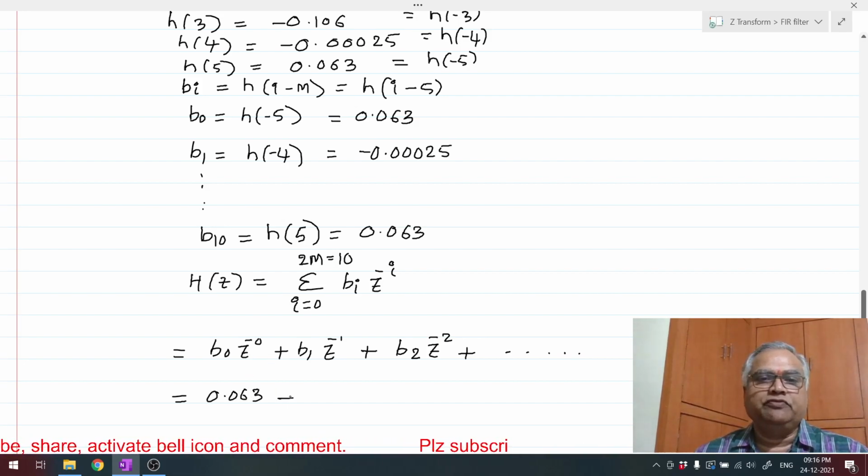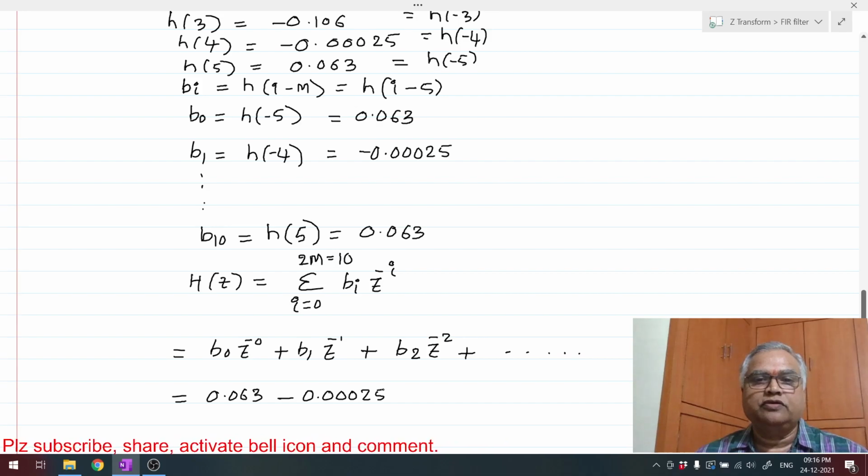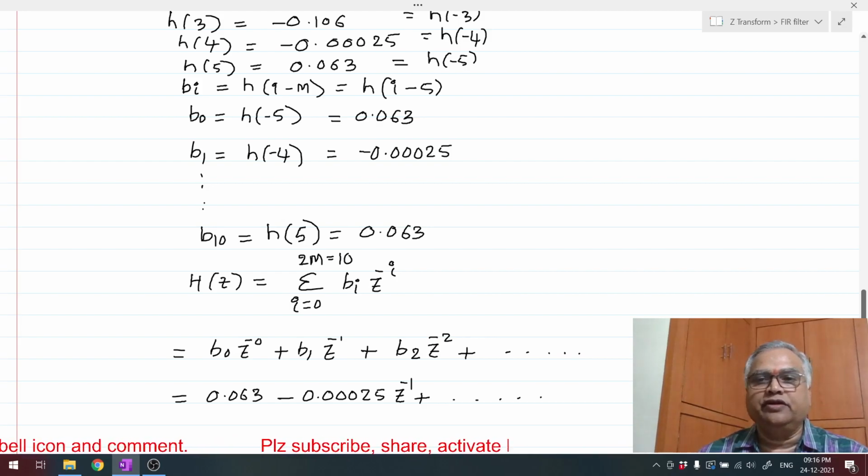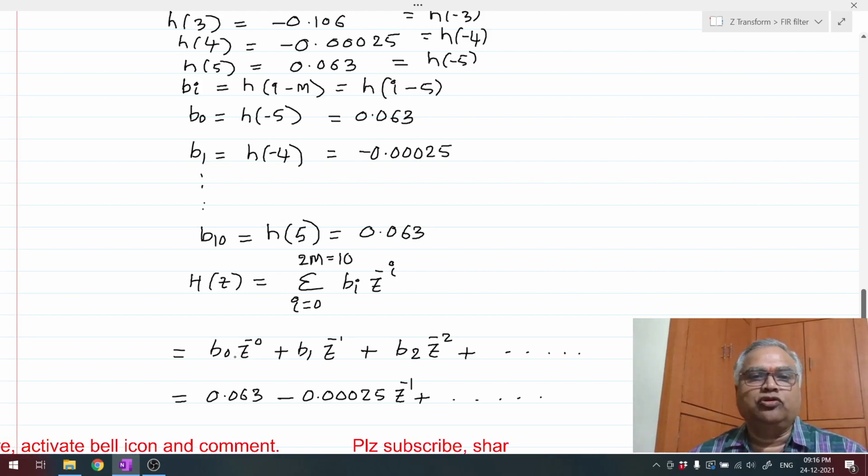Z power 0 anyway 1. b1 is minus 0.5 z power minus 1. Like this, b10 is 0.0 z power minus. This is the answer. So we can stop here.